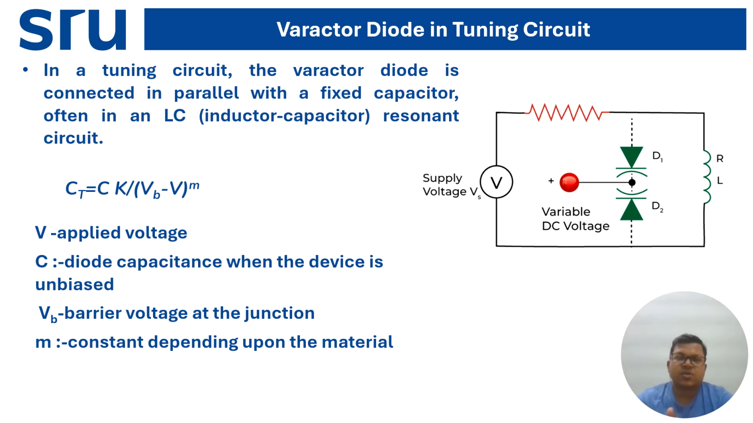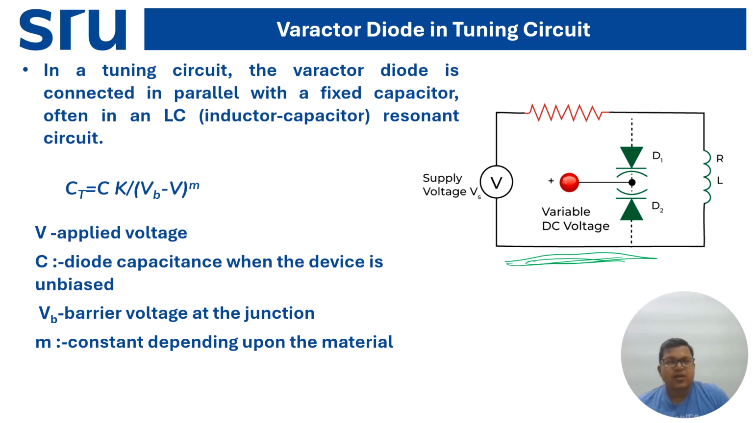Okay, so here is the circuit. We can see, in a tuning circuit, the Varactor diode is connected in parallel with a fixed capacitor. Okay, you see here, this is D1, this is D2, right?